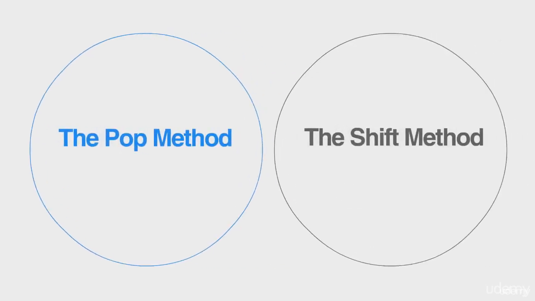Alright, so you just learned two methods to add items to an array. Now let's look at how we can remove items from an array. Just like adding items to an array, JavaScript gives us two methods to remove items from an array. The two methods for removing an item from an array are the pop and shift methods.